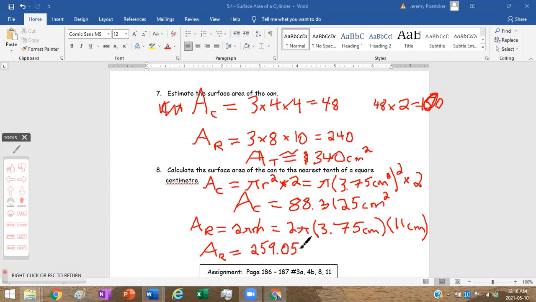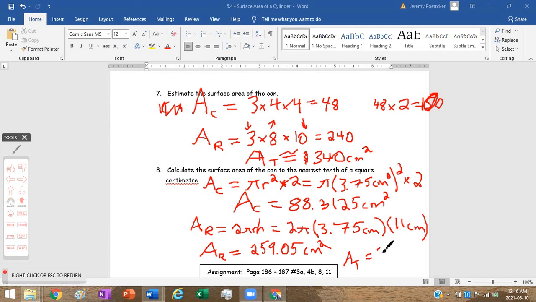Now I can already compare this to what my estimates were, and they're not far off, right? 88.3125, that's a bit lower than 100, but I did a bunch of rounding up there. 259.05, well, it's not far off from 240. And here I did a bunch of rounding down as well. So, not bad. Now, my total area, which I have run out of room to show on my screen, but I'm going to add those two up.